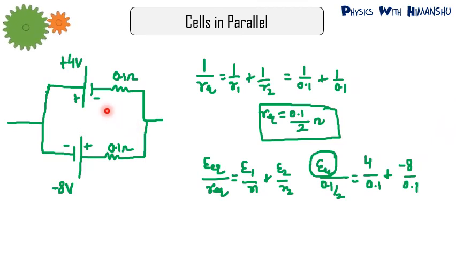Now in this question, the positive of one battery is connected to the negative of another. R equivalent will be found the same way. So 1 upon R equivalent will be 1 by R1 plus 1 by R2. R1 and R2 both are 0.1, so R equivalent will be 0.1 upon 2 ohm. But while calculating E equivalent, if you take the top cell to be forward, then the bottom will be -8, because the negative is connected to the positive. So one will be 4, one will be -8. Now you have to solve this equation to find E equivalent and R equivalent.